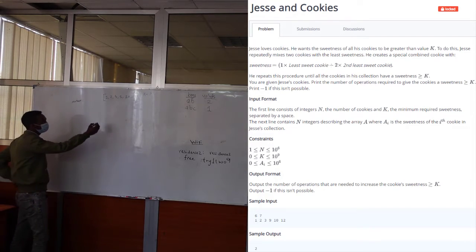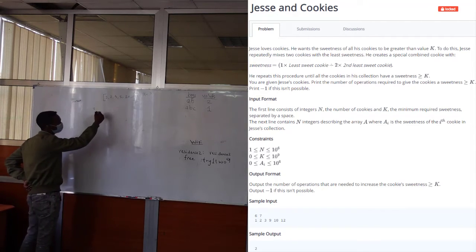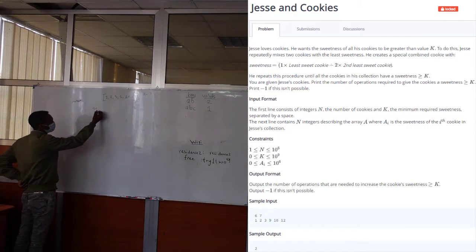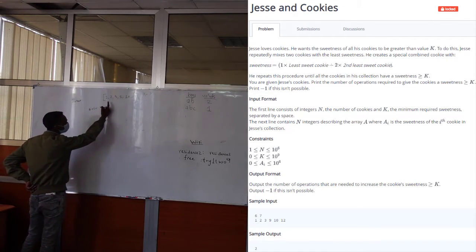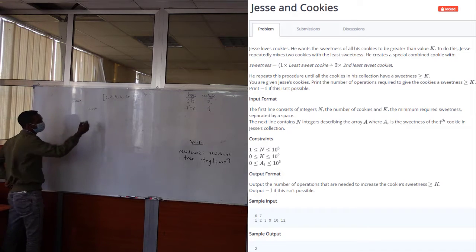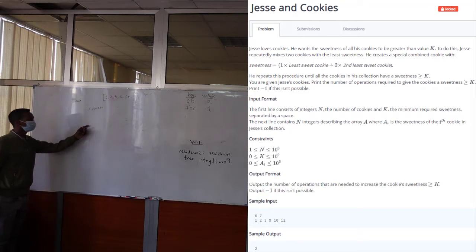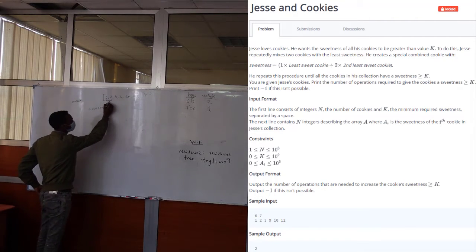So the approach is we'll get 1, we pop that, and we will also pop the second least sweet cookie, which is 2. This is 1 times 1, and we have to multiply twice the second. This is going to be 1 cookie. This is the operation, and this gives us 5.